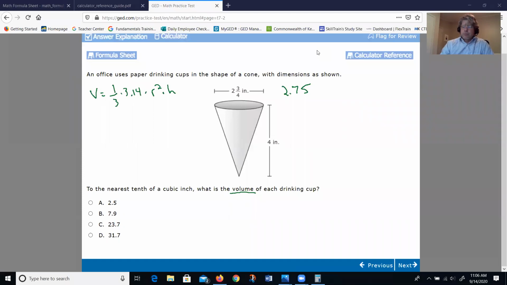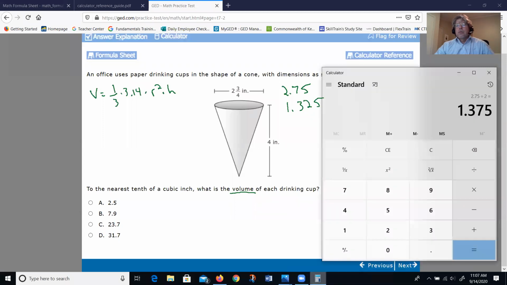So to do this problem, we can't be using the 2.75. We got to be using the 1.375. I can't really remember now, got to go back over and look. 1.375.